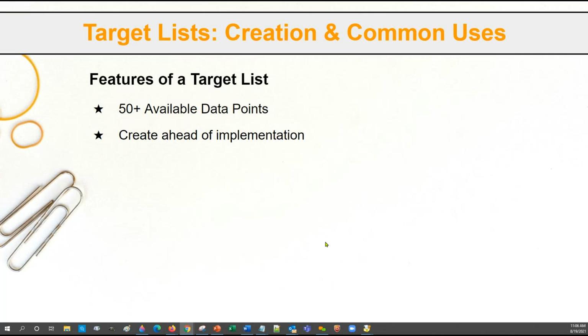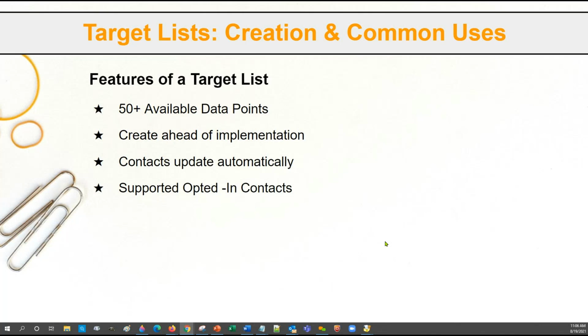Target lists are also very dynamic. They can be created before contacts start opting into an account, and the list that was created filters for updates automatically as contacts opt out or either miss or meet specific criteria. Target lists only contain supported opted-in contacts. This allows you to list viable message recipients for your targeted needs.